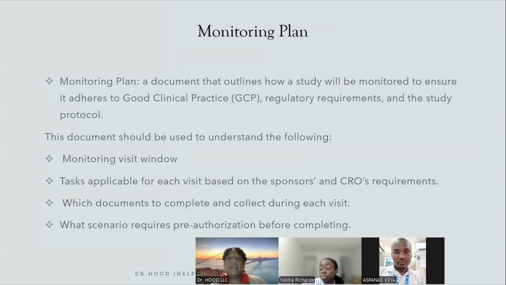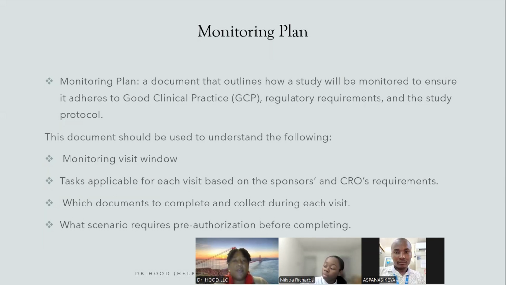And then this is basically what's equivalent to the sites using the protocol. The monitoring plan is what the monitors or the CRAs follow as far as their monitoring schedule. So this is our protocol. If you want to be a CRA, every time you get a study, you're going to be given a monitoring plan. And that is a detailed document of what visits you have to complete, what you have to do at those visits, and what the time frames are.